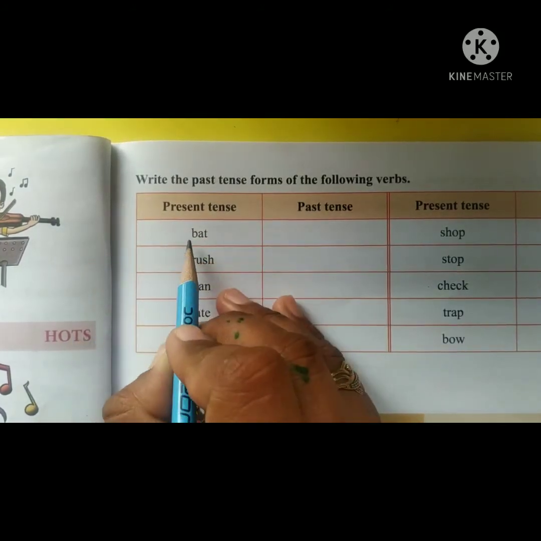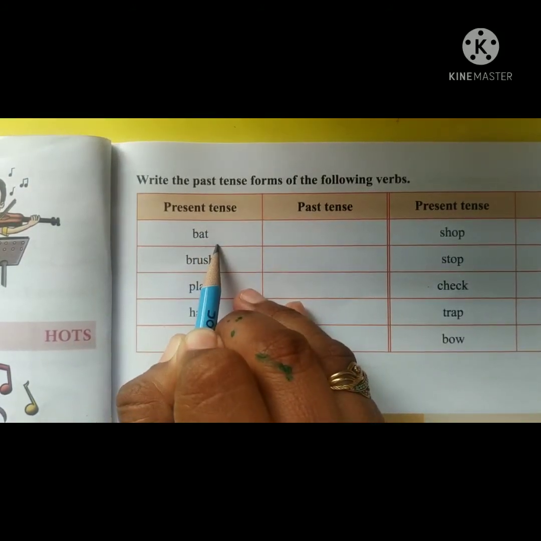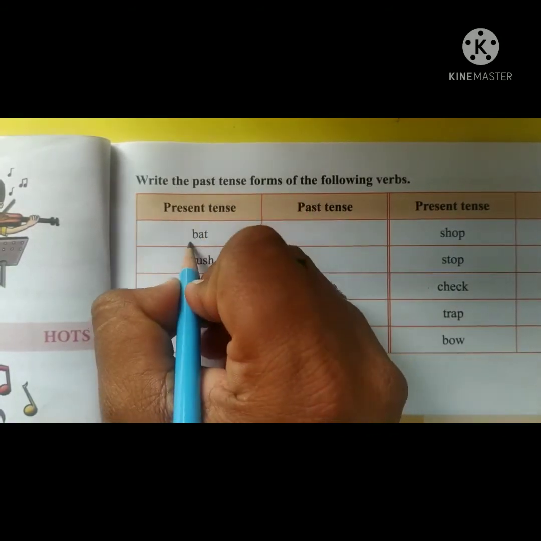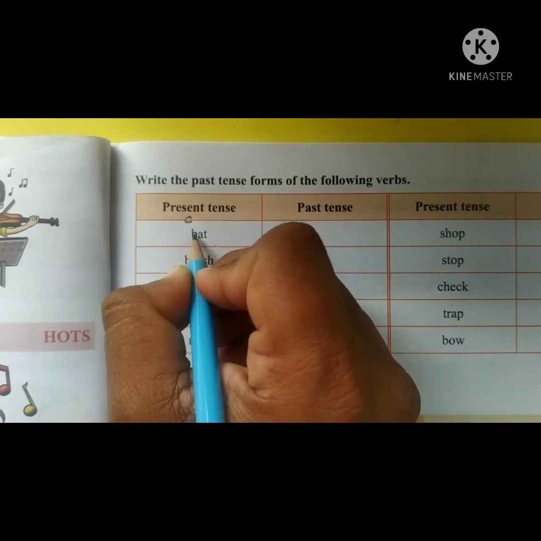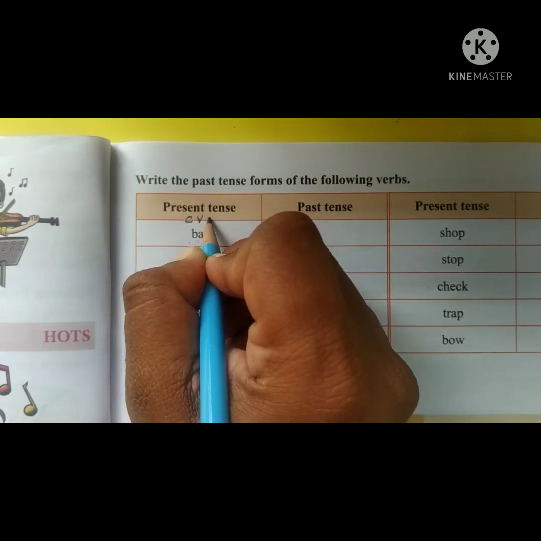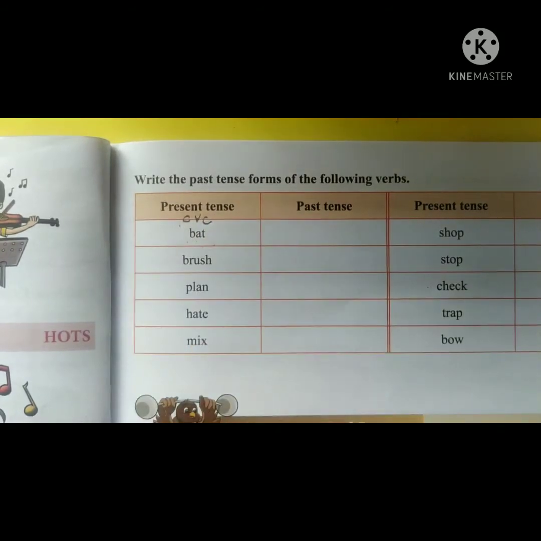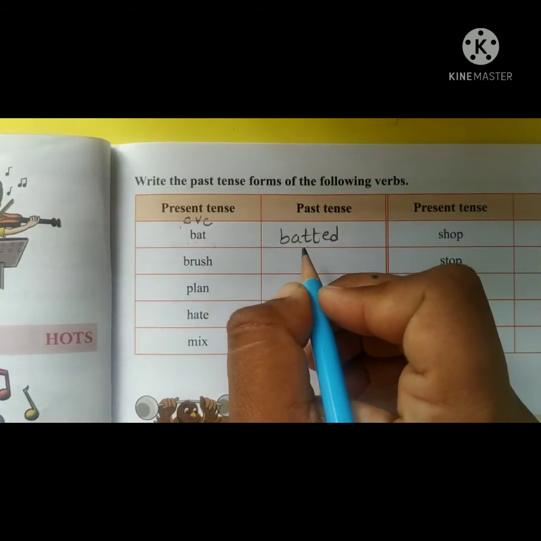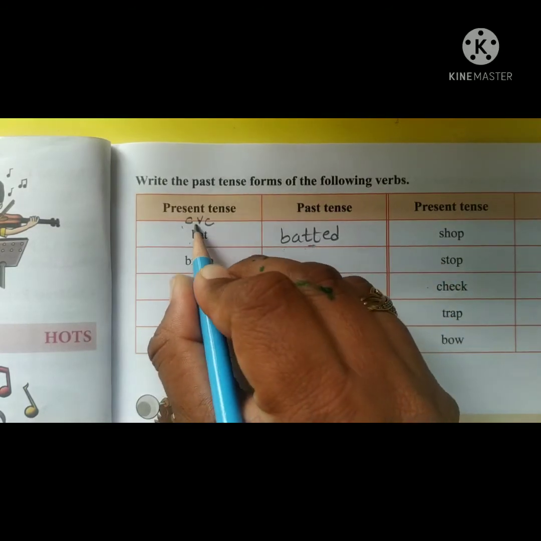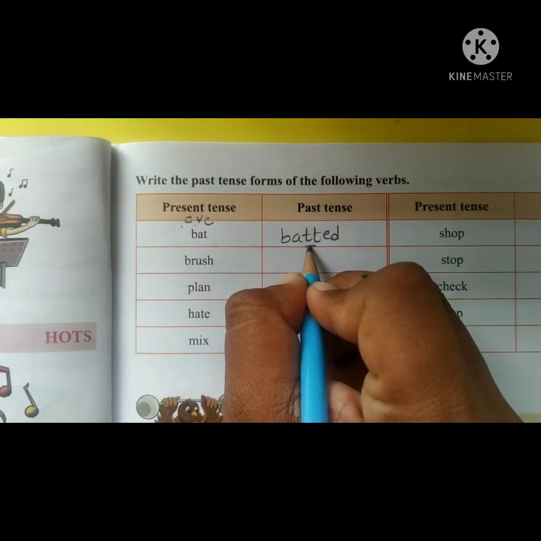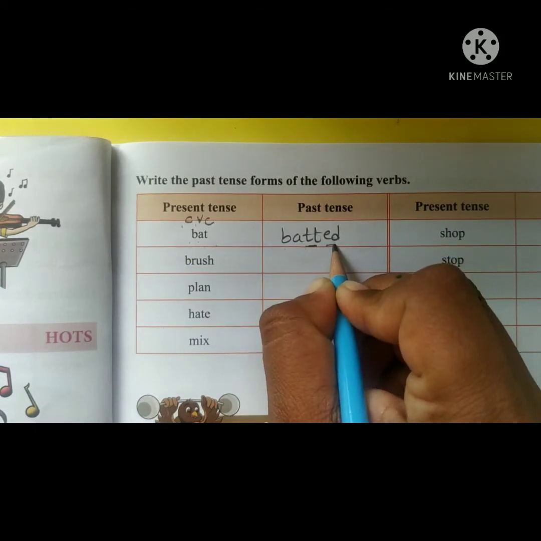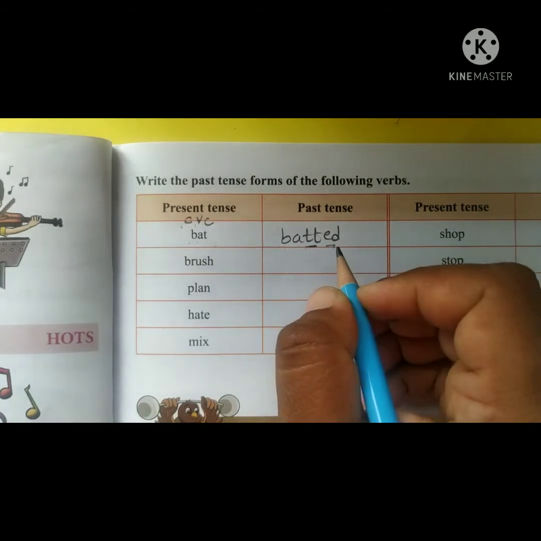You need to add some examples. See, children, here B-A-T, bat. Let's check whether it is in a CVC pattern or not. B is a consonant, A is a vowel, T is a consonant. Yes, it is in the CVC pattern. So we need to write B-A-T-T. If this pattern is there, then the letter should be doubled, and by adding ed, it will become past tense.